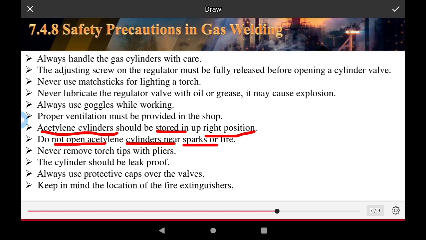Never move the torch tip with the cylinder. The cylinder should be kept in a safe place, always with the protective cap on the valve of the cylinder. Keep in mind the location of the fire extinguisher near the torch.